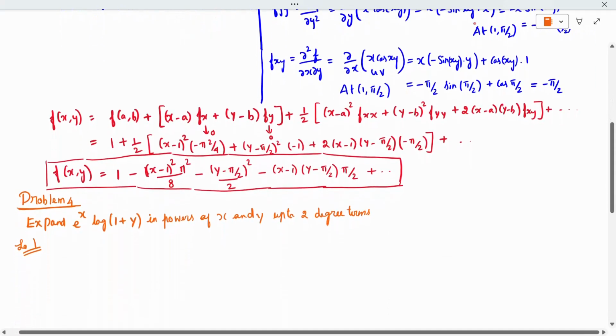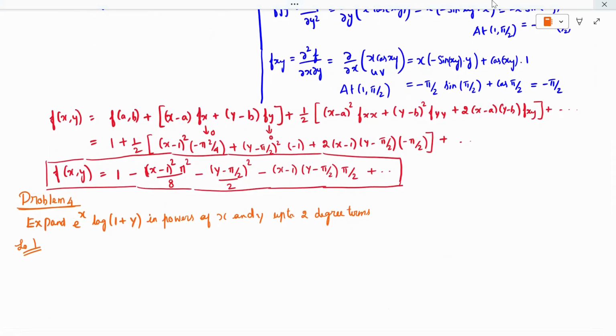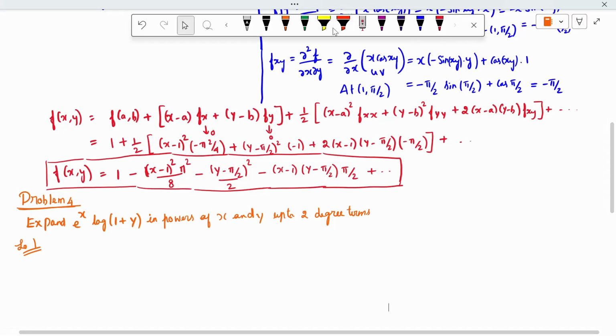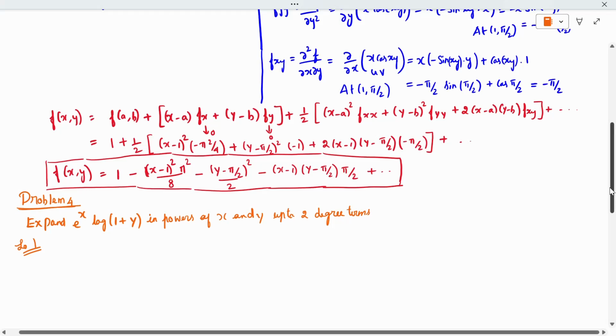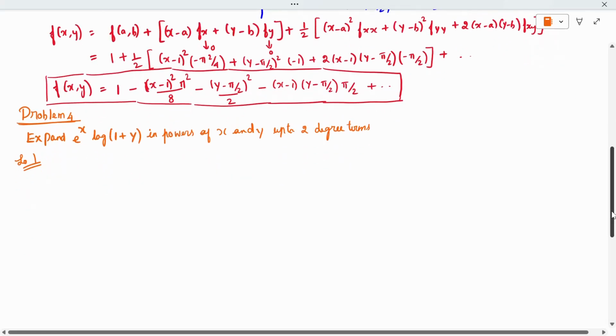Next question. Fourth problem. So what is our fourth problem? I have taken different questions. I have not taken the easy ones, I have taken the complicated ones. So now you check: expand e to the power x into log of 1 plus y in powers of x and y up to second order.